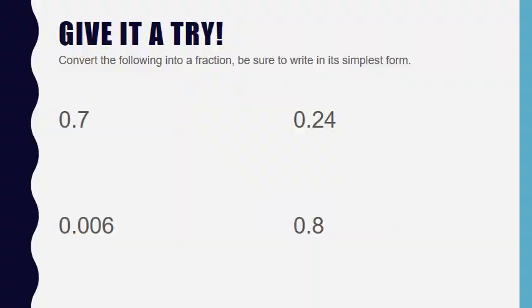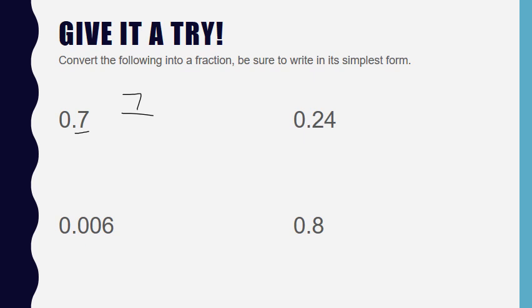All right, so now let's try this on our own. What we're going to do is convert the following into fractions, and write them in simplest form. So the same rules will always apply. We want to use what's after the decimal for our numerator. So after our decimal here, we just have 7.